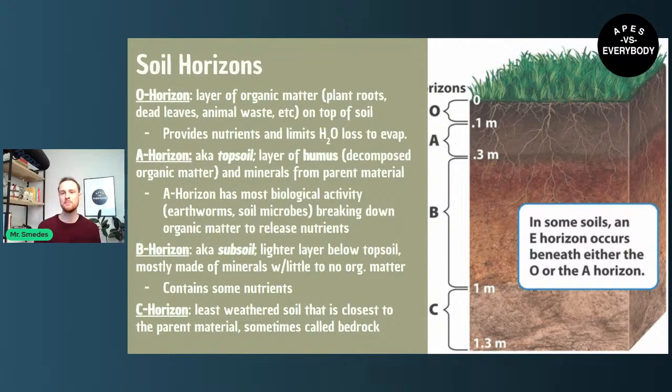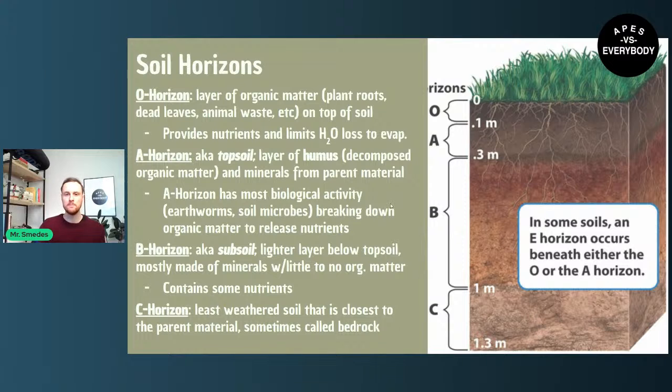B horizon, sometimes called subsoil, it's going to be sort of beneath the A layer. It's going to have less nutrients in it, and it's going to be a lot more mineral based. So there's some nutrients there. You may have plant roots reaching down, but it's transitioning to more mineral dominated than organic matter dominated. And then the C horizon is going to be the least weathered. It's going to be the most similar to parent material or bedrock. So there you have soil horizons.